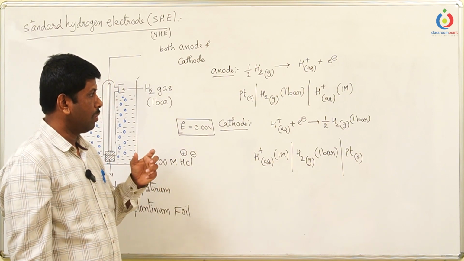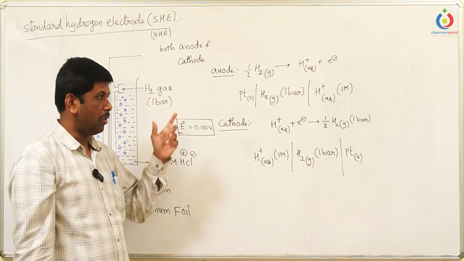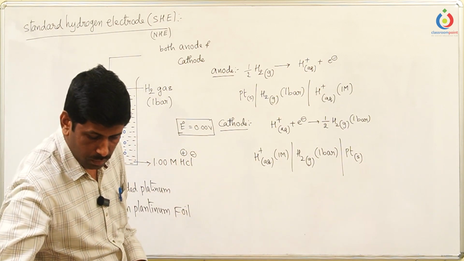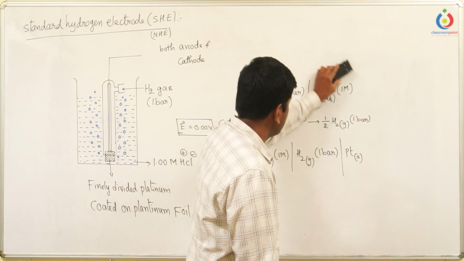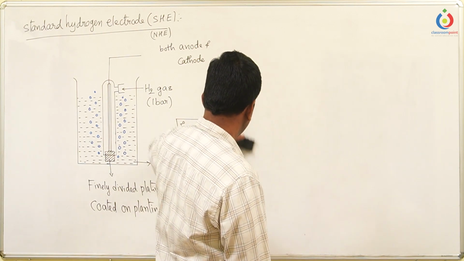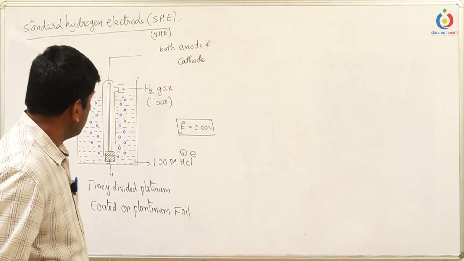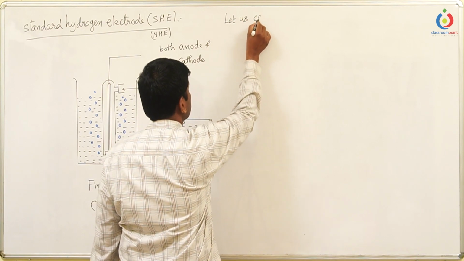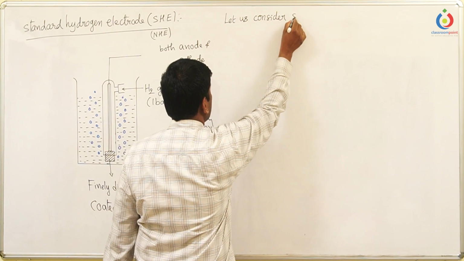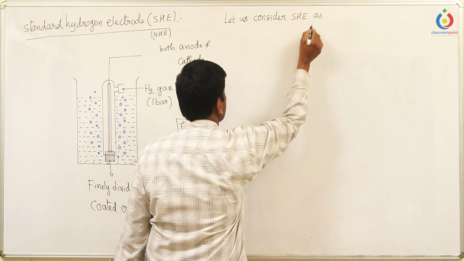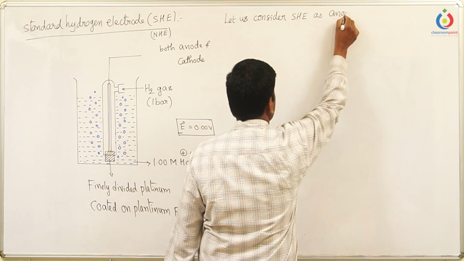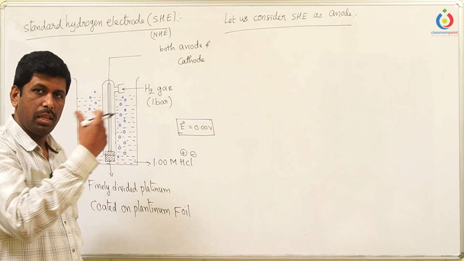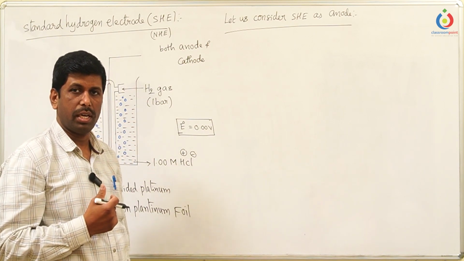Now let us see how, when this is connected to the other electrodes, we write down the cell reactions as well as how to find out the standard electrode potentials. So in this condition, let us consider SHE as anode. So in all these reactions, I am going to consider standard hydrogen electrode as the anode, and the other electrode, whichever I am going to find out, I am going to take it as a cathode.